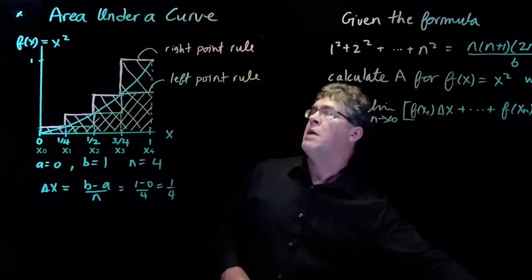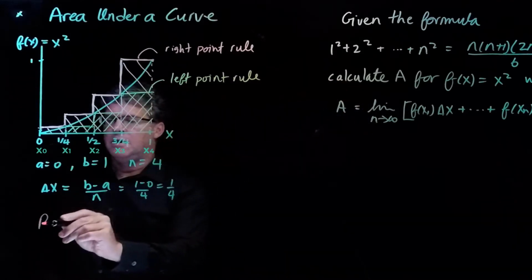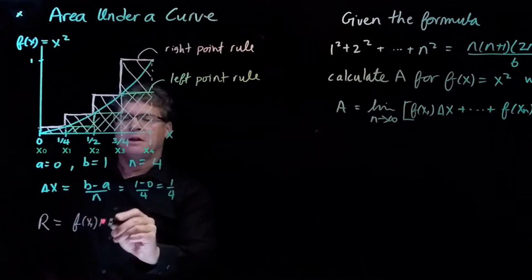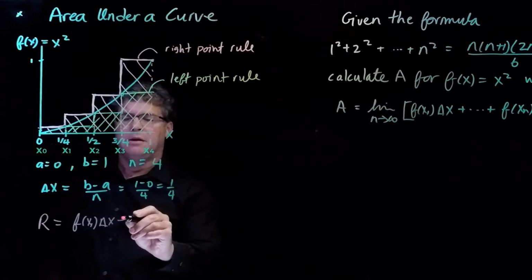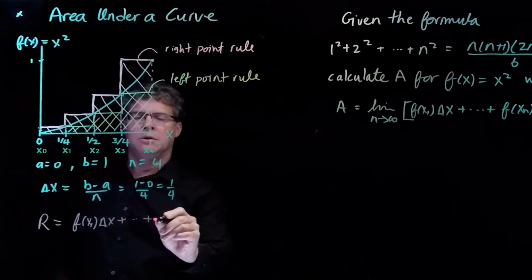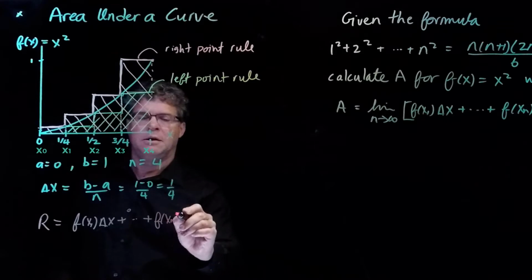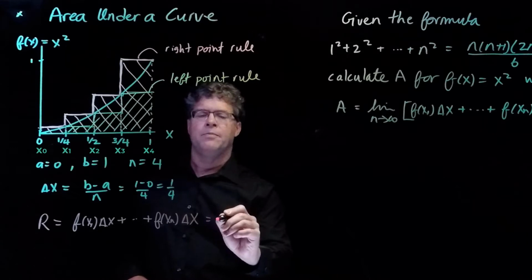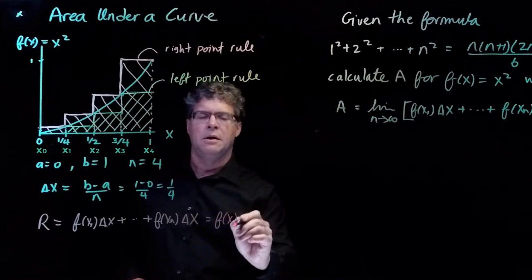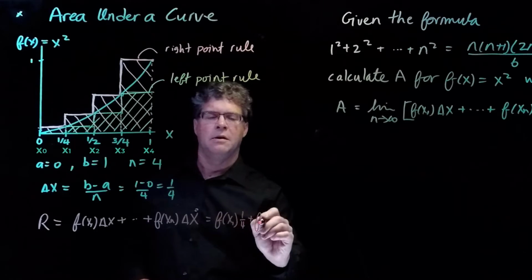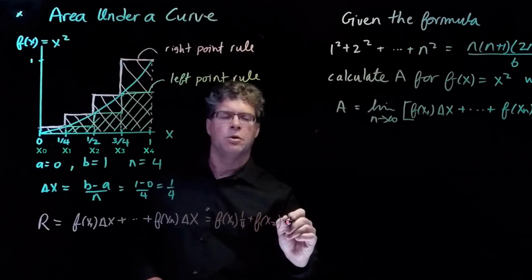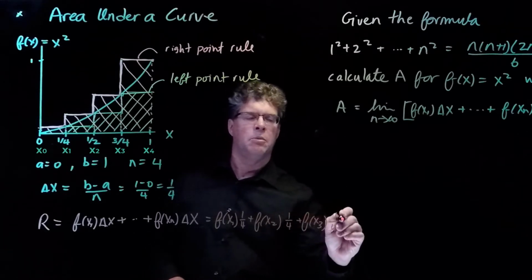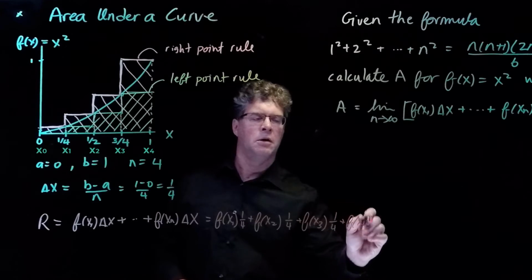The right point rule says that R is equal to f of x1 times delta x plus all the way up to f of xn times delta x. In our case, it would be equal to f of x1 times a quarter plus f of x2 times a quarter plus f of x3 times a quarter plus f of x4 times a quarter.